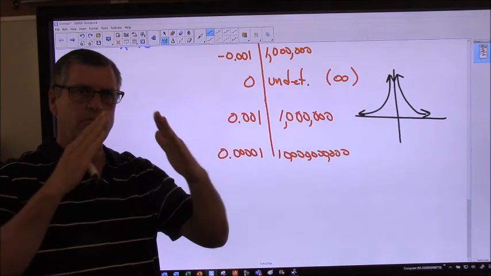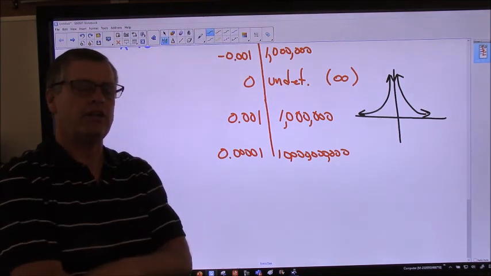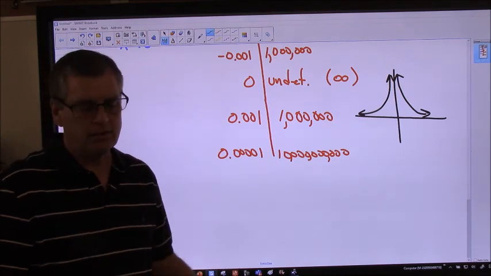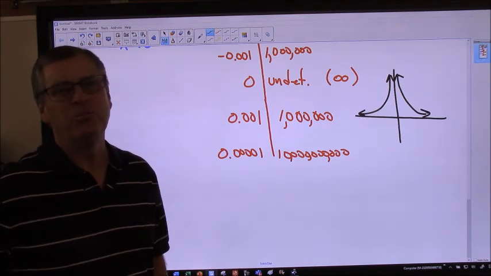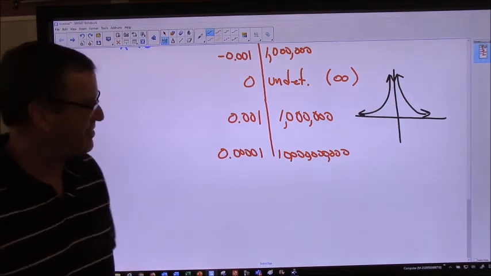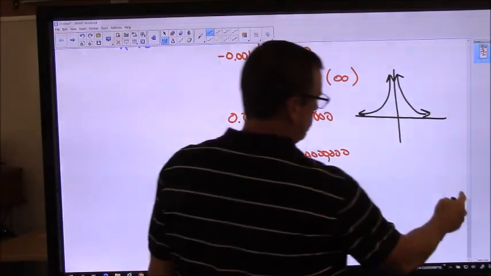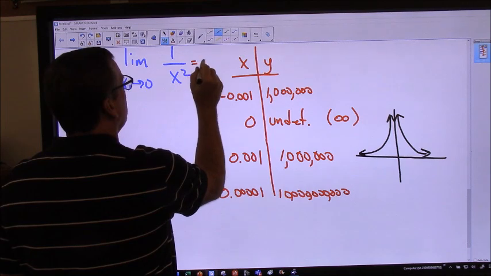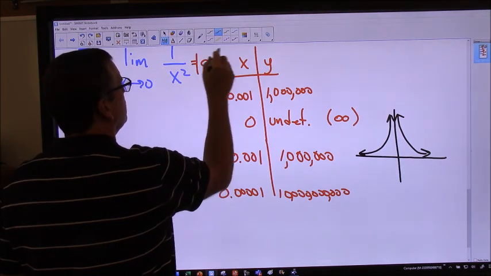But I think we are approaching the same y value from both sides. Now, if somebody asked me to prove that, I don't know how to prove it. Nobody does, so got me, I guess. But I would answer this as infinity.